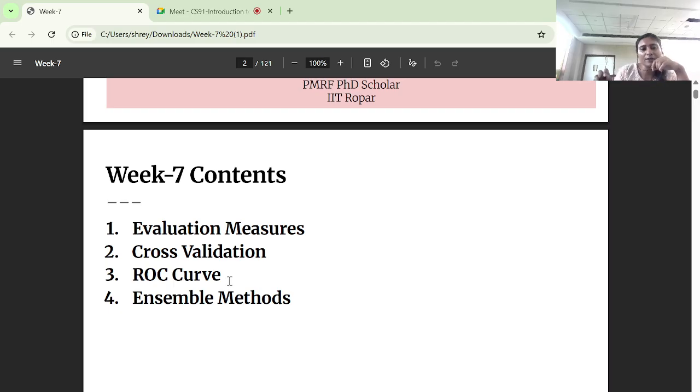So cross validation is related to that perspective. Third, the ROC curve is related to evaluation measures, and the ensemble method is another thing that we are going to discuss.